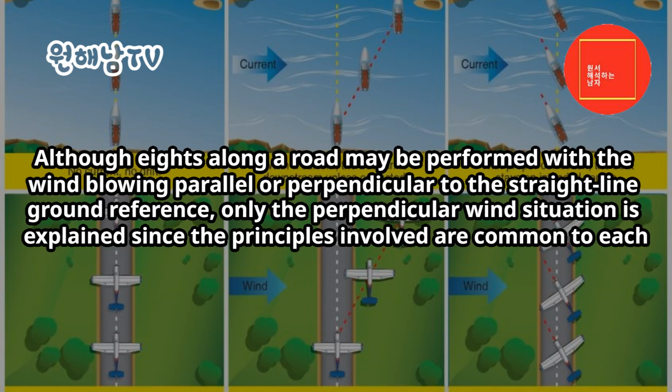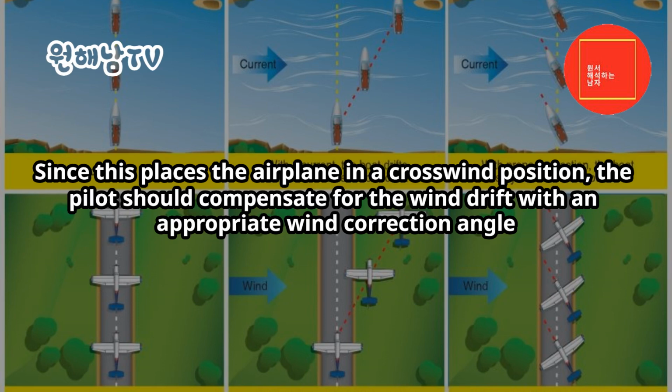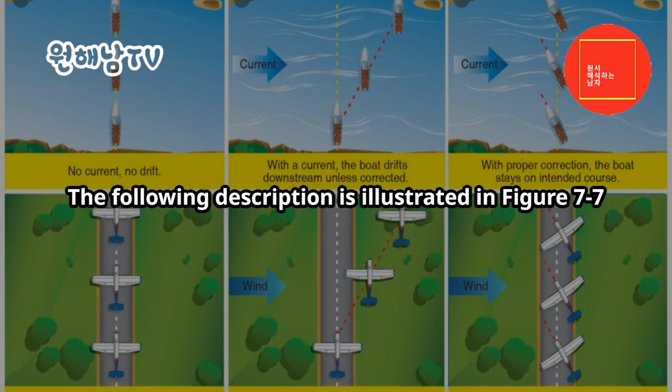Although eights along a road may be performed with the wind blowing parallel or perpendicular to the straight-line ground reference, only the perpendicular wind situation is explained since the principles involved are common to each. The pilot should select a straight-line ground reference that is perpendicular to the wind, and position the airplane parallel to and directly above the straight-line ground reference. Since this places the airplane in a crosswind position, the pilot should compensate for the wind drift with an appropriate wind correction angle. The following description is illustrated in Figure 7-7.